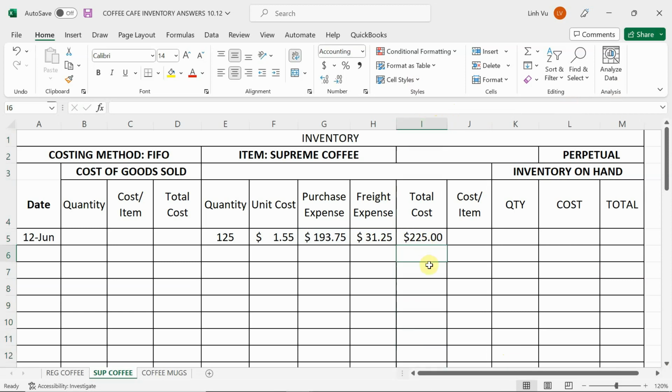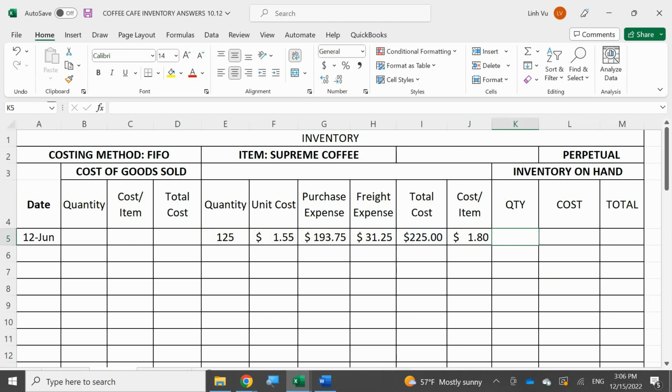Okay? Now, what kind of costing method am I using for Supreme Coffee? First in, first out. So that means you need to figure out what the cost per item is. What is the total cost divided by the quantity for this particular batch of inventory that I purchased? $1.80. So therefore, this is what you're going to transfer.